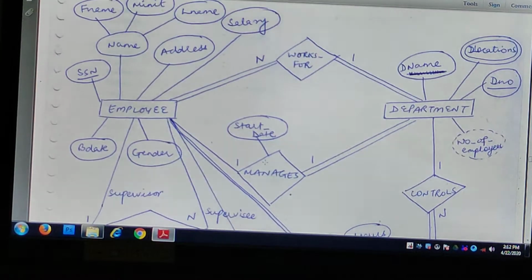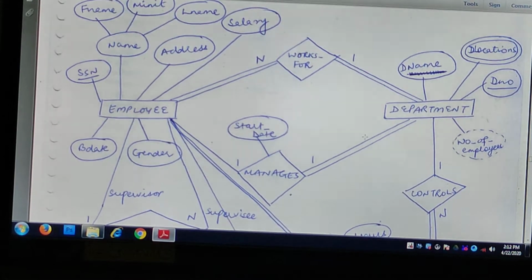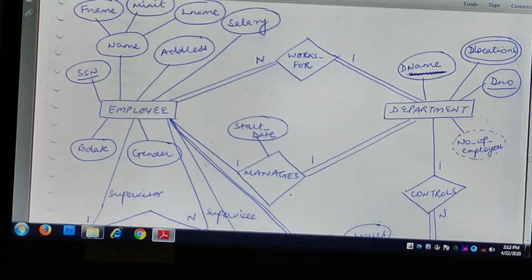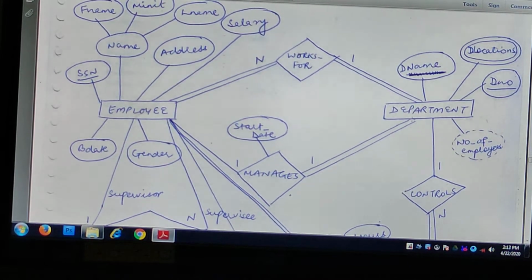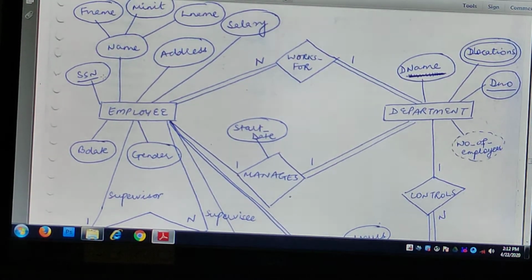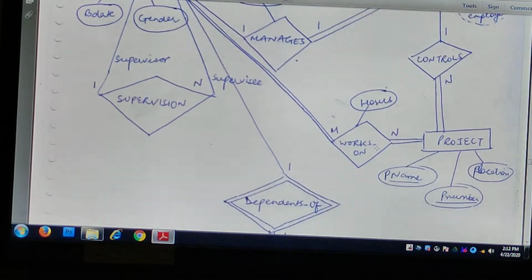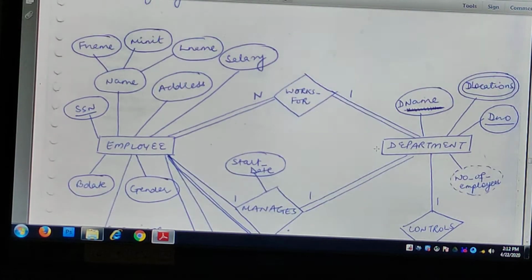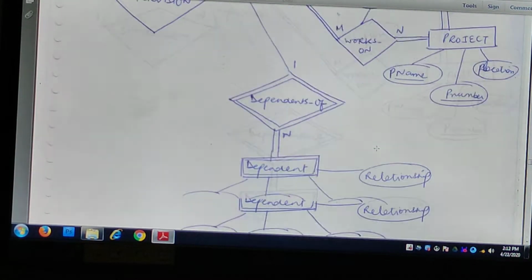Let's have a look. Starting with the managers, we have managers. We have this total participation there. So what we are going to do is include the primary key of employee, that is SSN, as foreign key in department. We will be including primary key of employee as foreign key in department because department is on the total participation side. Again, any other one-to-one, no more one-to-one relationships we are having here.